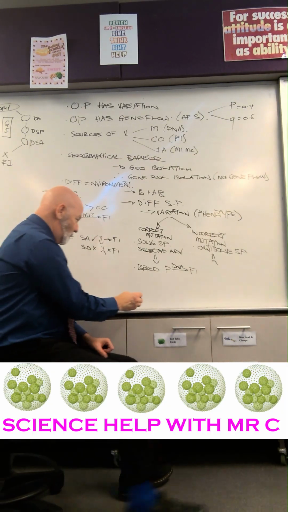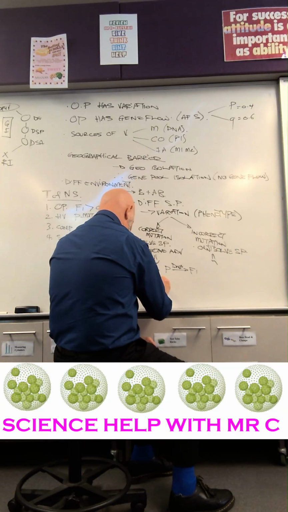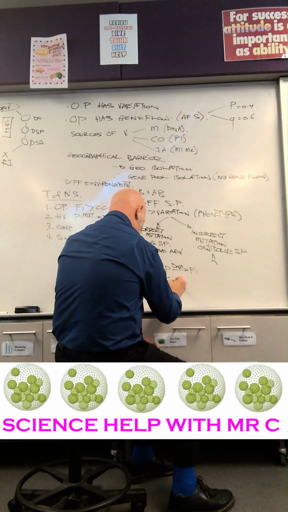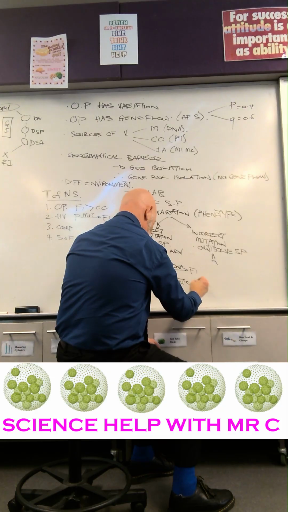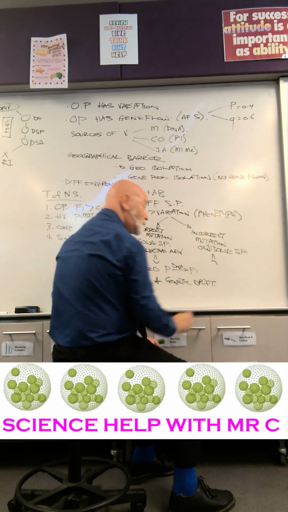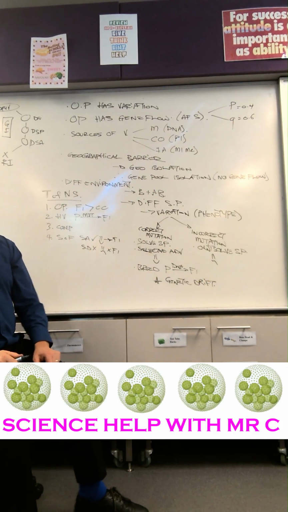So that's where we would now put in genetic drift. Competition. Heritable variation. Okay, that's the sampling error.